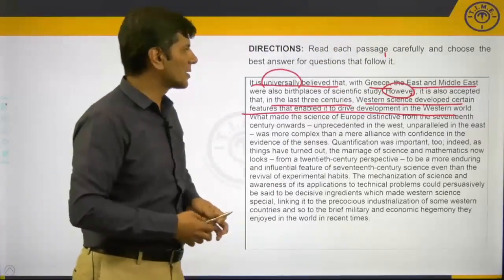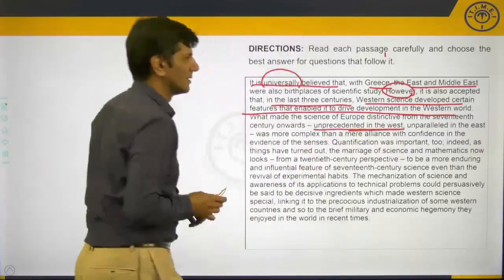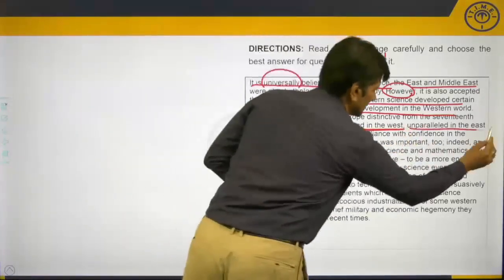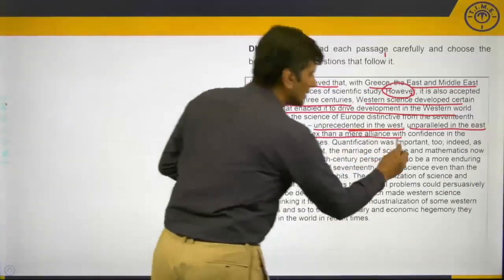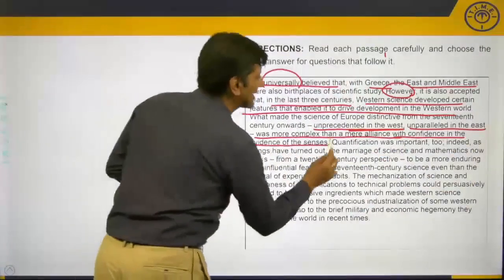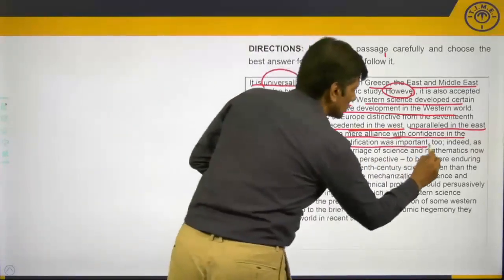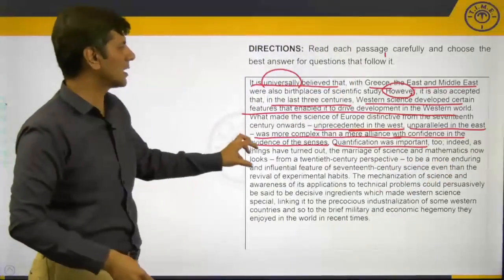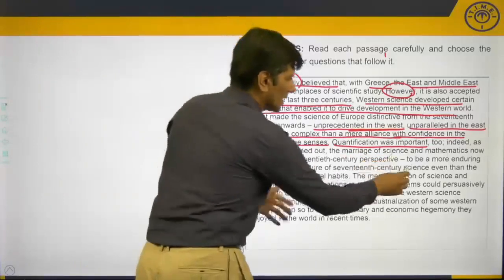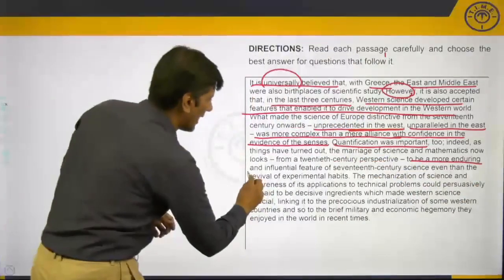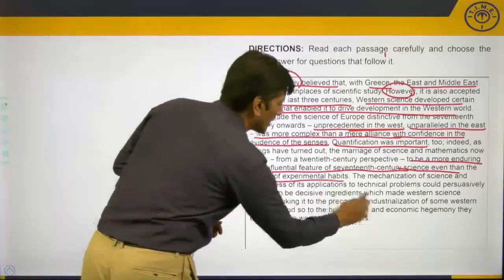What made the science of Europe distinctive from the 17th century onwards? Unprecedented in the West, unparalleled in the East. What was that? It was more complex than a mere alliance with confidence in the evidence of the senses. It was more than that. So what was it then? Quantification was important too. Indeed, as things have turned out, the marriage of science and mathematics now looks, from a 20th century perspective, to be a more enduring and influential feature of 17th century science, even than the revival of experimental habits.